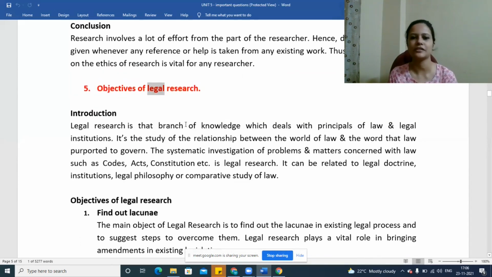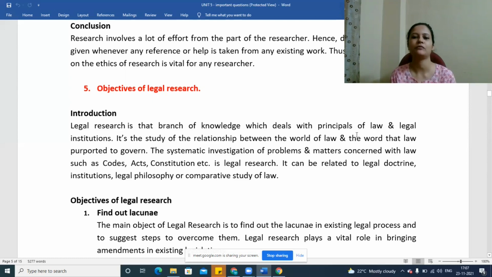So legal research is that branch of knowledge which deals with principles of law and legal institutions. It is the study of the relationship between the world of law and the world that law purports to govern. It is what law is all about. What are the different legislations that we have, not just in India but in other countries? How are laws in India different from those of other countries? That sort of research might also be there.